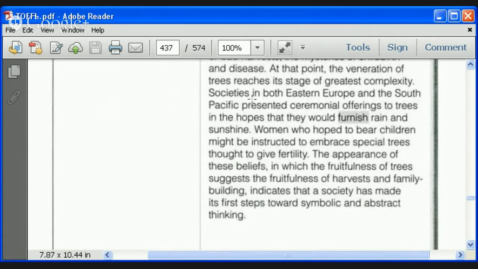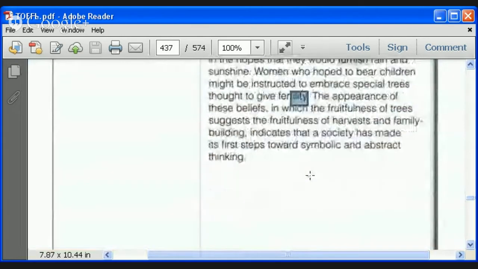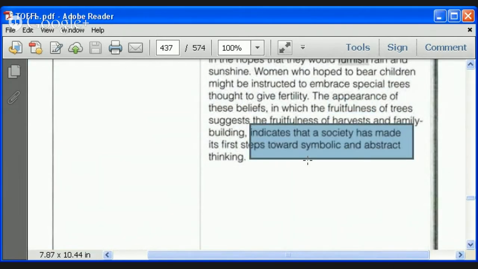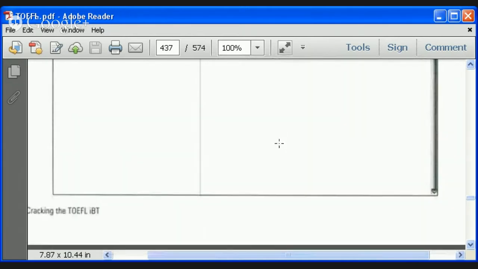Again, I might quickly note capital words when I'm skimming. I'm looking for any repeated words that may appear in the area, which I don't really see. I have seen furnish rain, women, bear children, fertility, fruitfulness. Again, it indicates a society has made its first steps towards symbolic and abstract thinking. Third stage, symbolic, abstract. Okay, 1, 2, 3 stages.